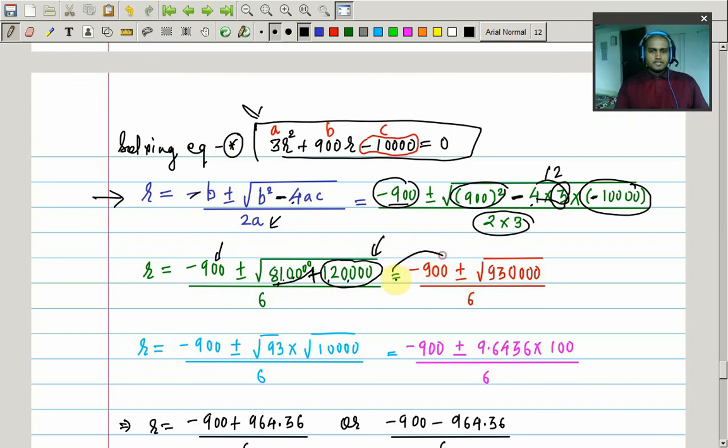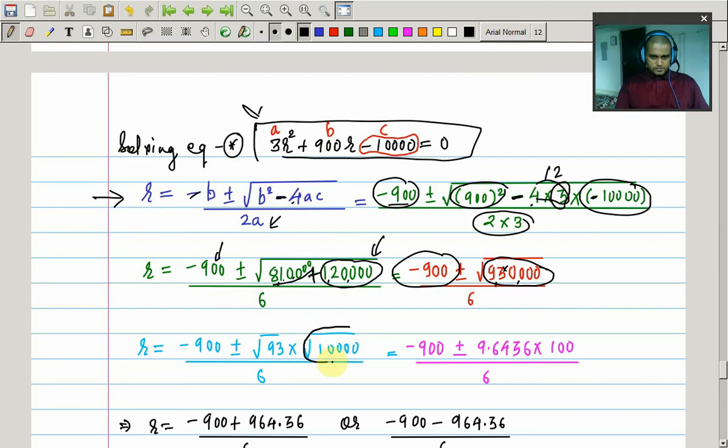Now minus 900 again as it is, plus minus under root. So 8,10,000 plus 1,20,000 is 9,30,000. So what I have done here, this 9,30,000, I have written 93 into 10,000. So I have separated from here. 93 into 10,000 is 9,30,000.